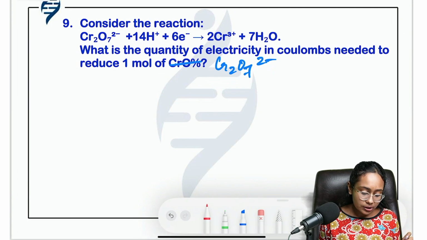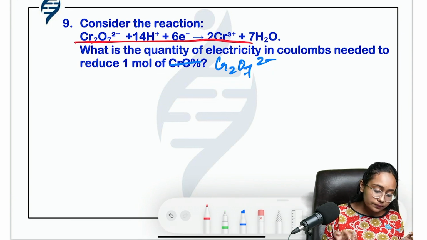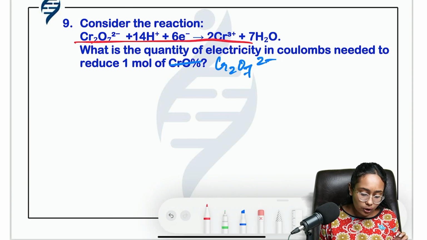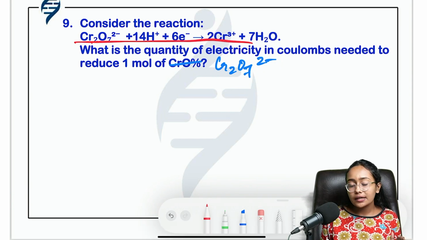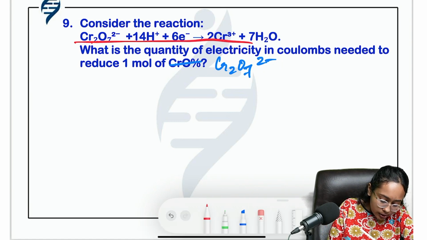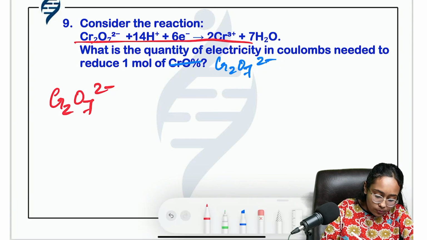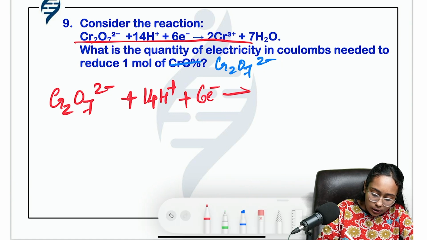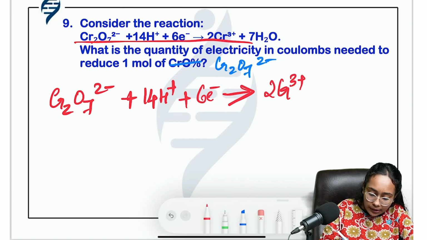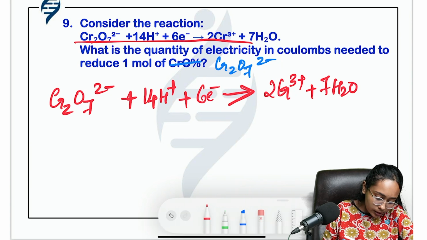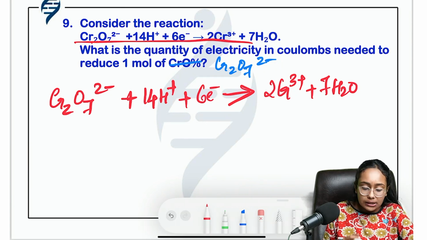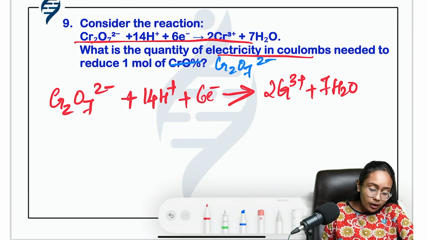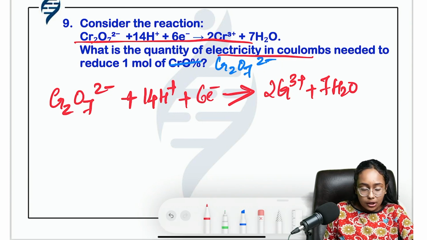Our ninth question, consider the reaction. The reaction is given here. What is the quantity of electricity in coulombs needed to reduce 1 mole of Cr2O7 2 minus? Let's rewrite the equation. Cr2O7 2 minus plus 14H plus plus 6 electrons will give you 2Cr3 plus plus 7H2O. We need to find the quantity of electricity, or the charge, in coulombs, so as to reduce 1 mole of Cr2O7 2 minus.